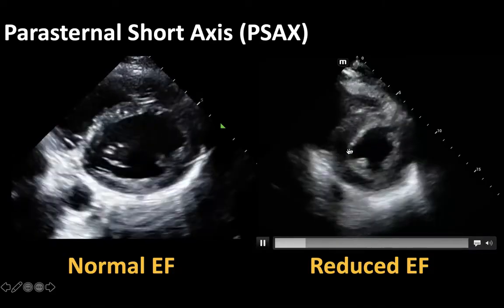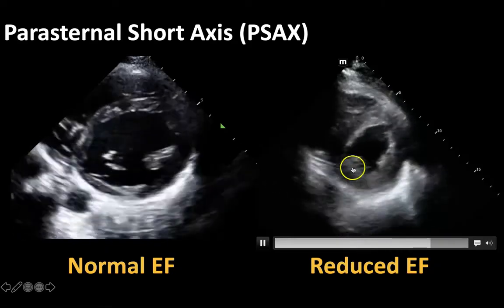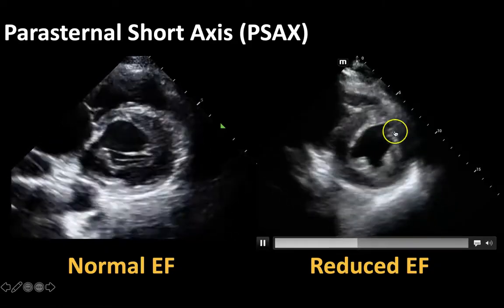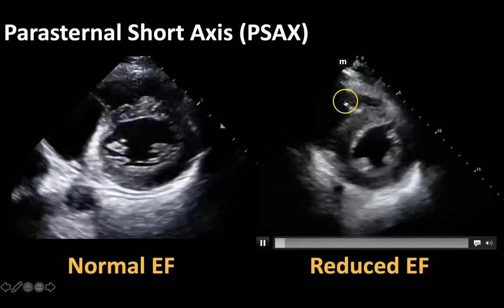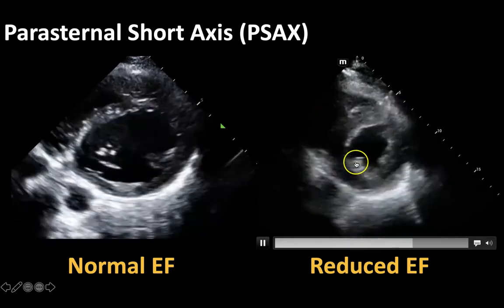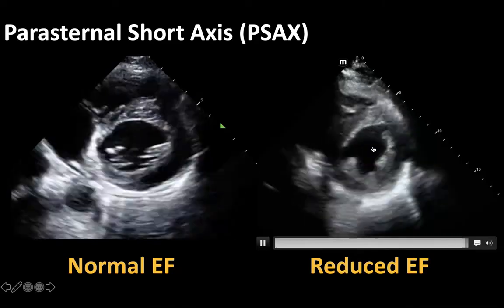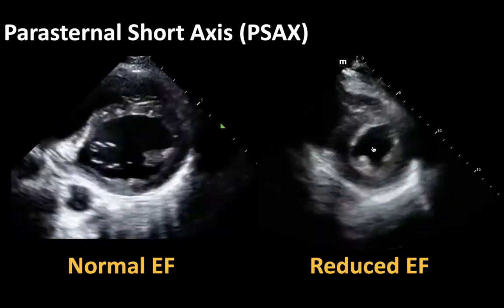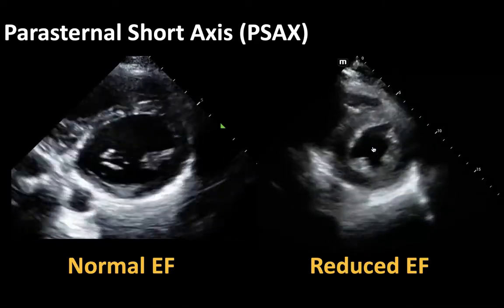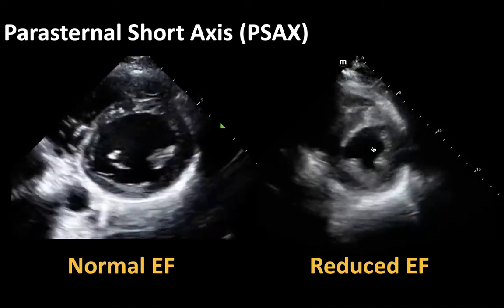As opposed to this heart on the right side of the screen, same cut, this is your parasternal short axis view, here's your left ventricle, and here's your right ventricle over here. And we're at the level of the papillary muscles. And again, if you picture putting your finger in the middle of this ventricle, you'll see that the walls are really not coming anywhere close to it, and this is certainly a heart with a reduced ejection fraction.